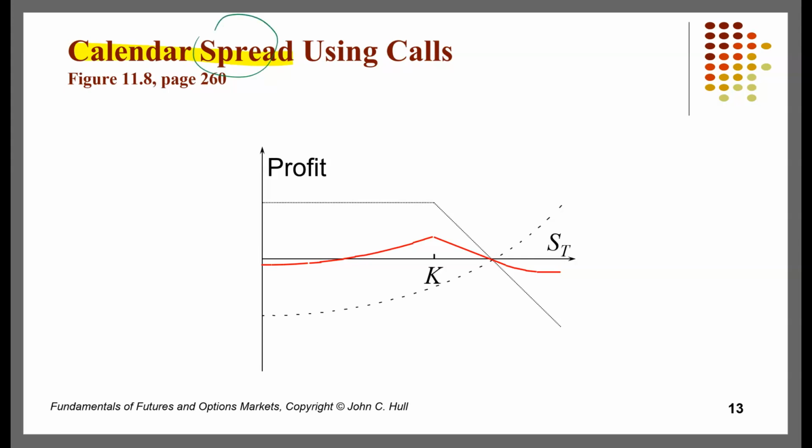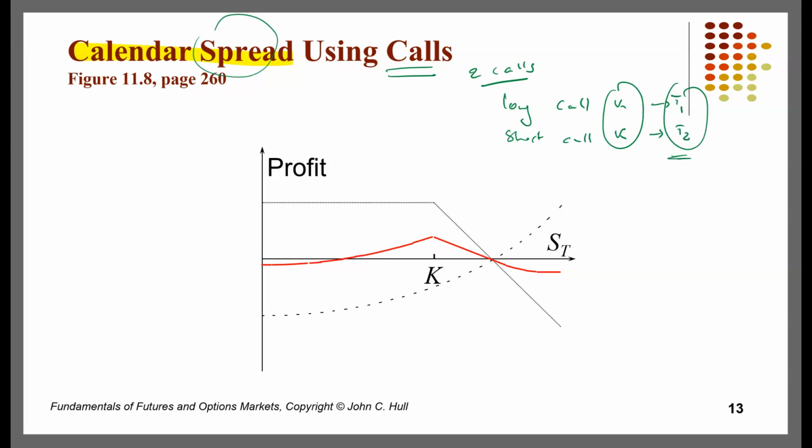So the difference between the two options that we're using here, and again here we're using two call options, is that the first call, the long call, is going to have a strike price K with a maturity T1, and the short call is going to have the same strike price K, but a maturity T2. So the difference between the two options is a difference in maturity.